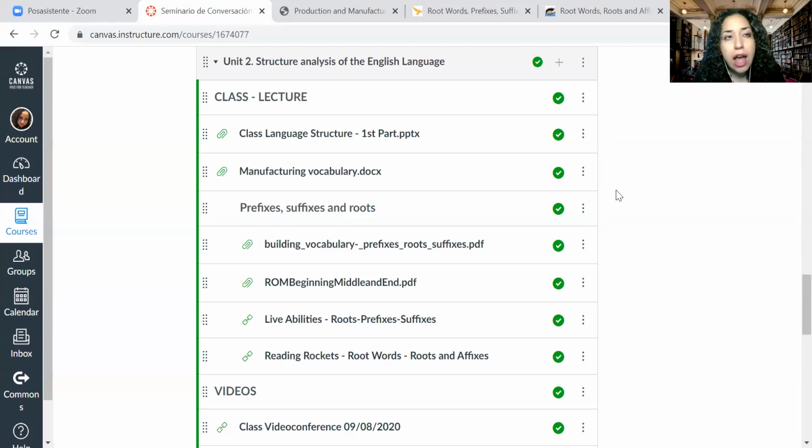And after that, to keep talking about the structure and to analyze the English language, we have to talk about a few more things, which are prefixes, suffixes, and roots for the word. So how are the words built? And yes, you're going to have to read a little bit of that, and you're going to have lots of fun this week. There's going to be an interesting and different homework this week.